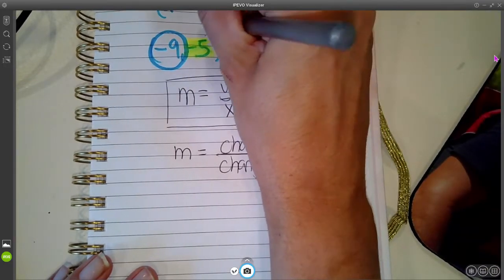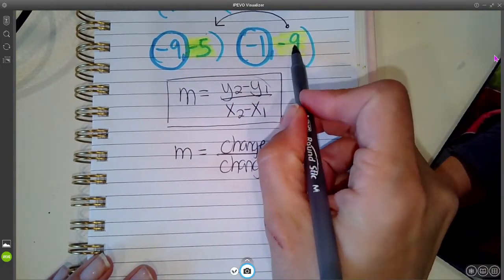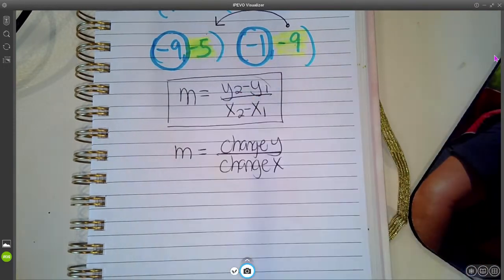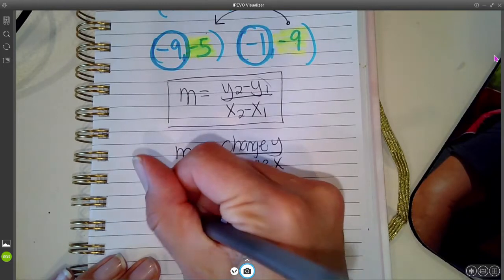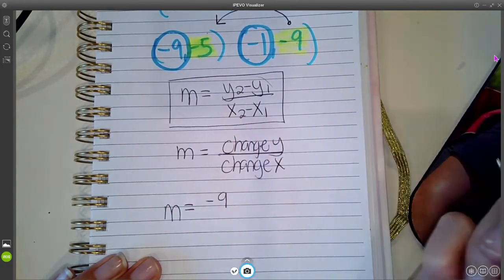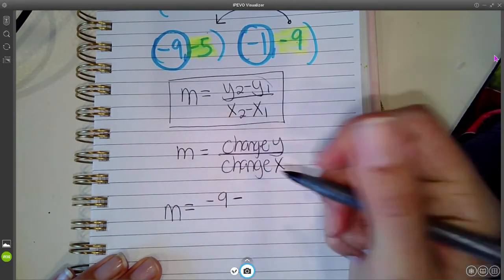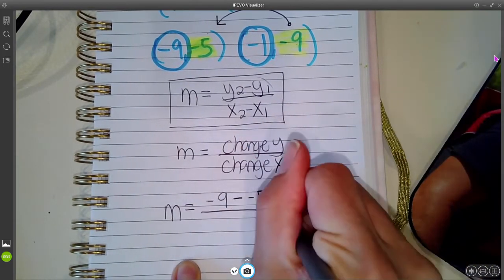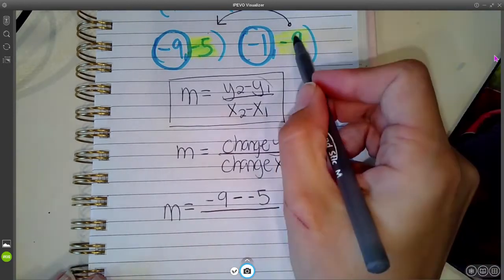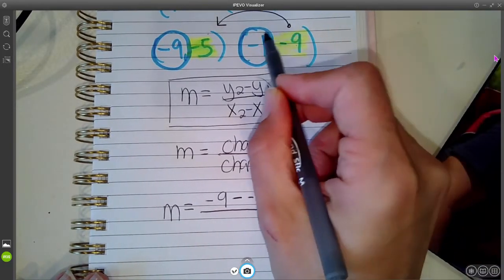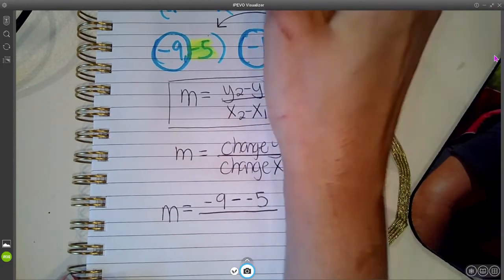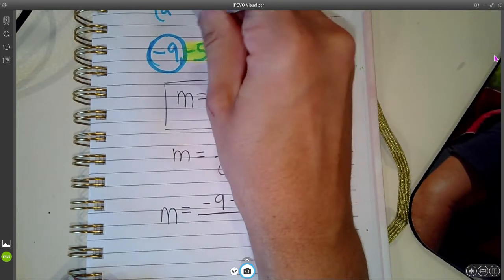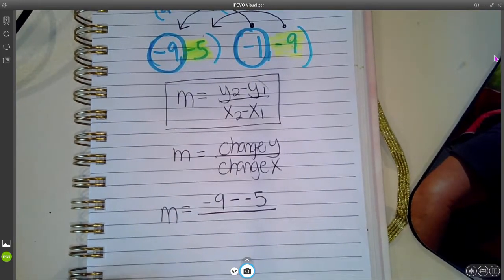So -9 is what I'm going to start with, and I need to subtract -5. So it looks like this. -9, I need to do the change, which is subtracting a -5. Okay, since I started with this one, I need to make sure and start with this one for the x's. So I'm consistent. So I'm going to start with the -1 and subtract the -9.